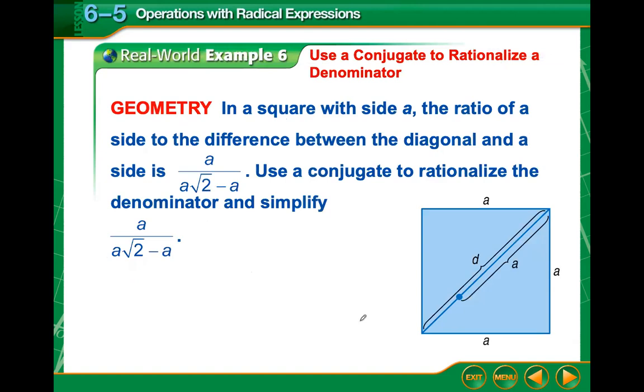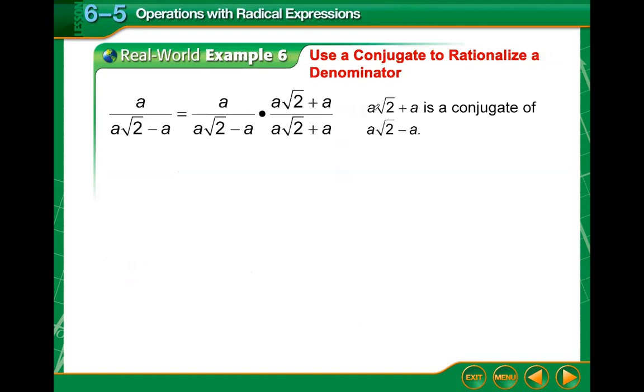So in the square with side a, the ratio is given as a over a square root of 2 minus a. So we're going to rationalize it by using a conjugate. A conjugate is very much the same. The only difference is you would multiply by the conjugate of the denominator: same terms, but a different operation, between plus and minus.